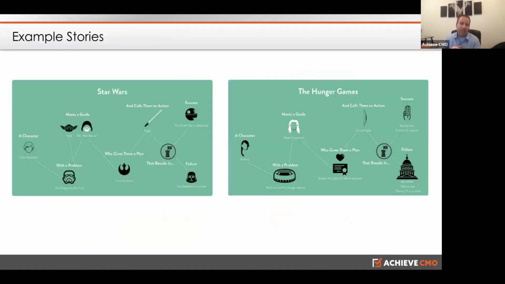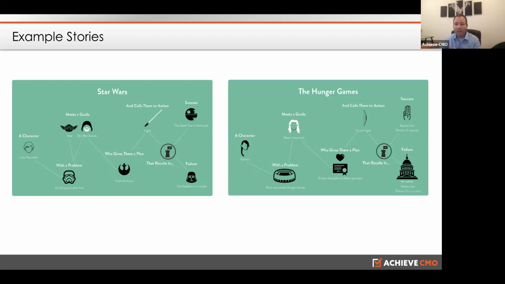We could look at Luke Skywalker, for example. You have a character, Luke Skywalker, who has a problem. The evil empire's after him. He meets a guide. In this case, he meets two guides. He's got Yoda and Obi-Wan Kenobi, who give him a plan that says, hey, trust the Force, go fight, and calls him to action that results in the Death Star being destroyed. Or, you know, if he fails, the rebellion is crushed and the world ends, right?